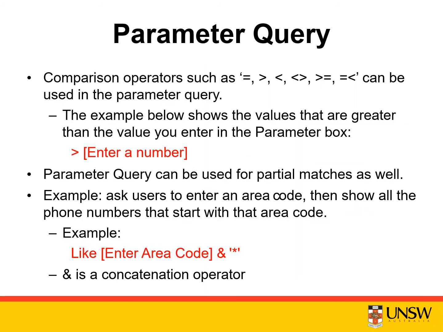In order to define more complex parameter queries, we can use comparison operators such as greater than, less than, or equal. We can also use parameter query for partial matches. For example, we can define a parameter to enable users to type a part of a phone number. Then the query shows all the phone numbers that start with the entered value. For this purpose, you should use like and wildcards. Also, you should type ampersand to connect the wildcards with a parameter value. Watch parameter query demo in the next slide.